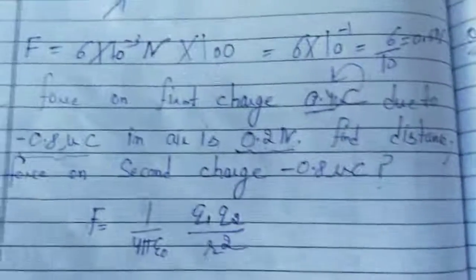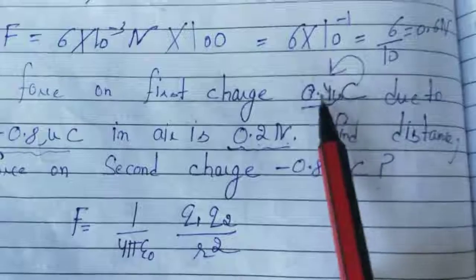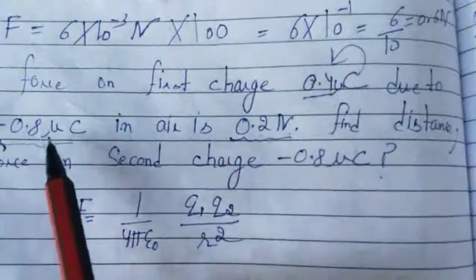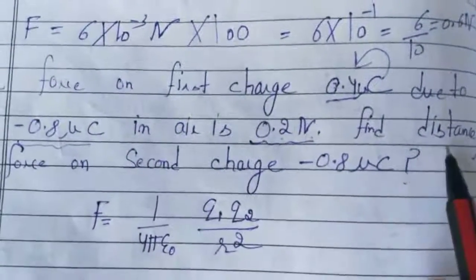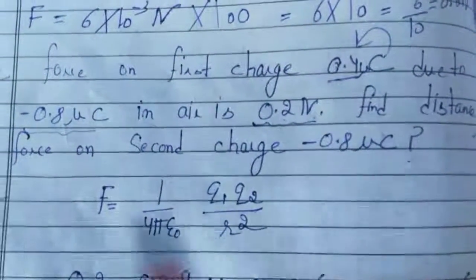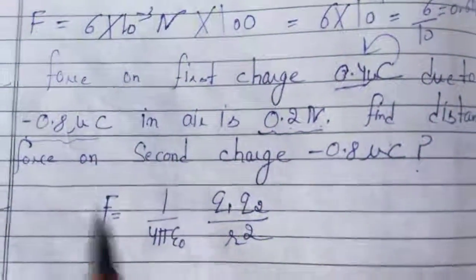So we have been given the value of force, the value of the first charge, and the value of the second charge, but the distance is not given. So we have to find the distance, and we have to find the force on the second charge. What is the meaning of this?